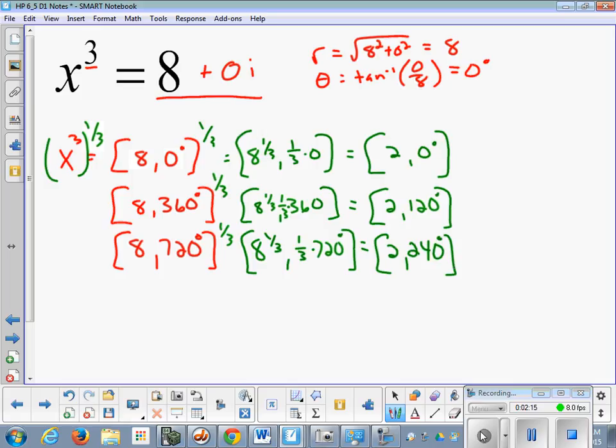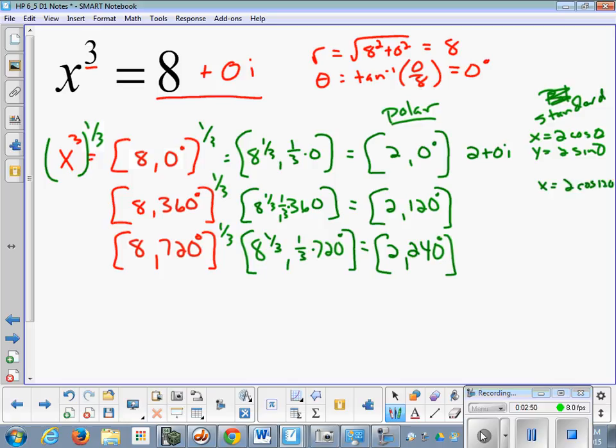Now I need to convert these back to standard form, x plus yi. We have our 3 solutions already in polar right here, so I want to convert these into standard. Of course, x equals 2 cosine 0, y equals 2 sine 0, so this gives me 2 plus 0i. And here I have x equals 2 cosine 120 and y equals 2 sine 120.